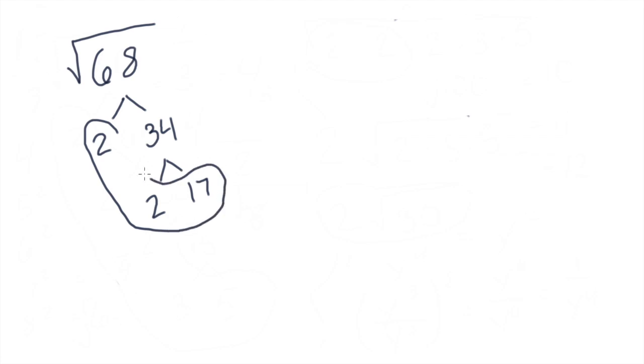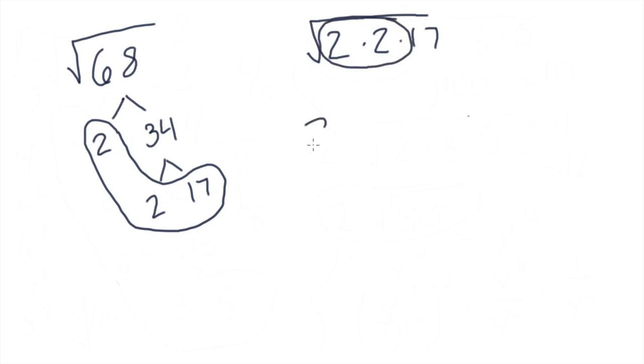So we're going to circle our branch points, and we're going to put underneath our square root 2 times 2 times 17. We have one pair of 2's, which means I can take a 2 out and leave the 17 inside of the square root. And this is our final answer.